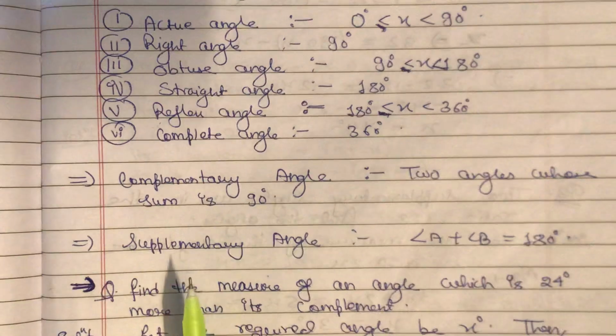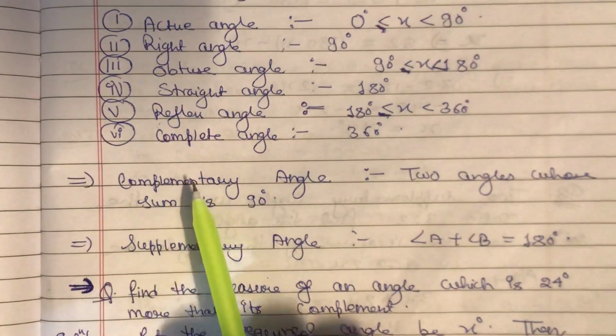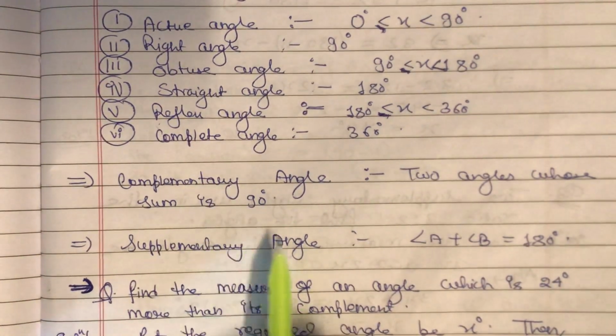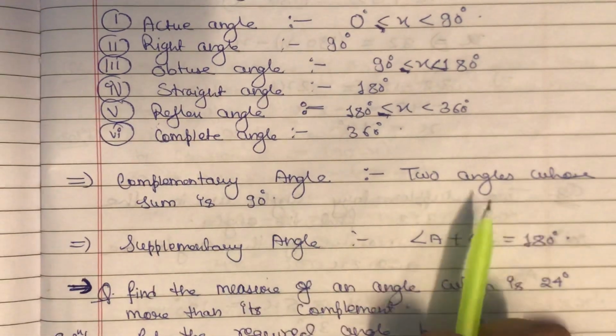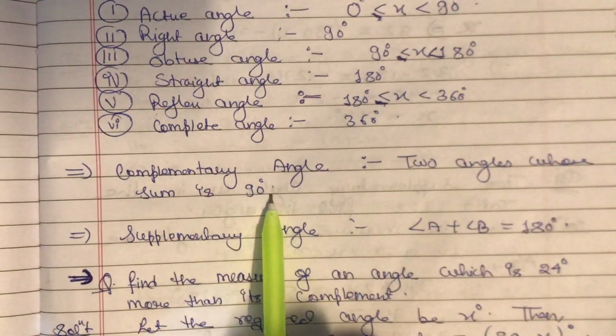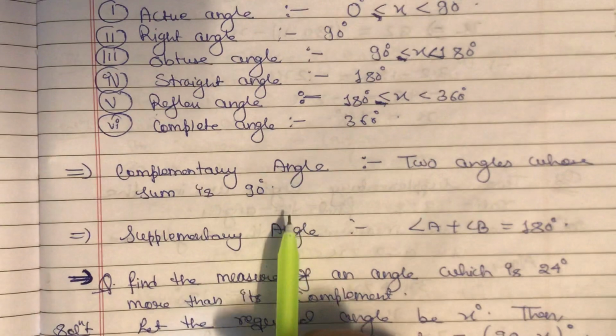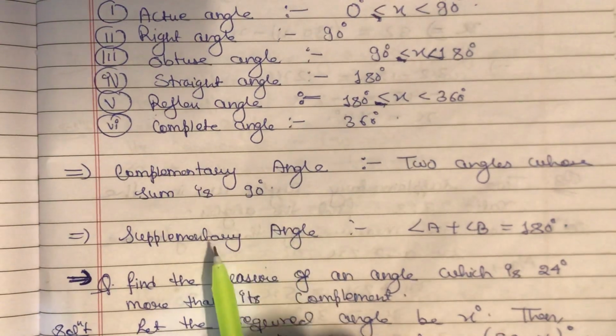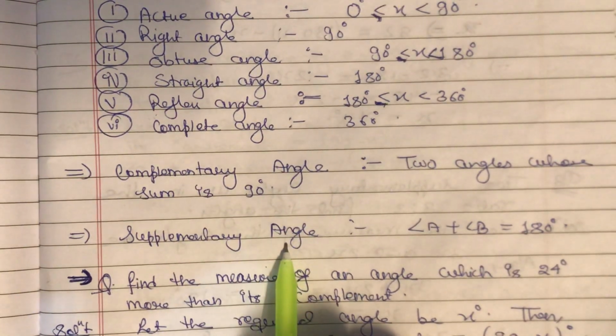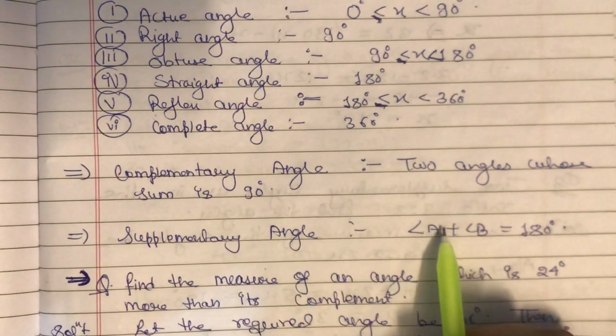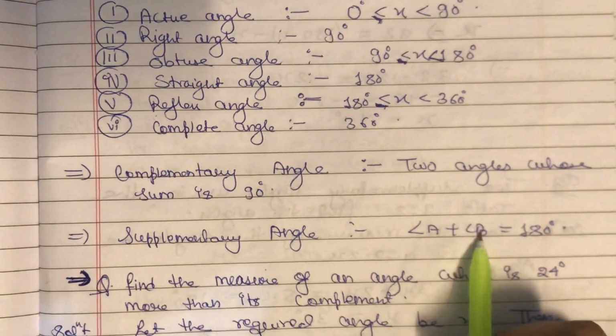Now there are two types of angle pairs. The first one is complementary angle and the second one is supplementary angle. So two angles whose sum is 90 degree are said to be complementary angles, whereas two angles whose sum is 180 degree are called supplementary angles. And here angle A and B are supplements to each other.